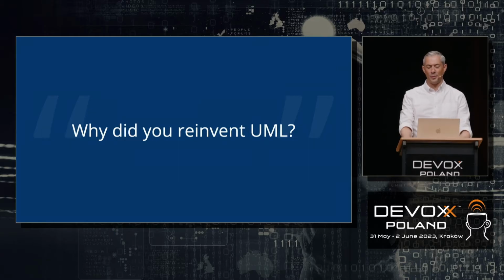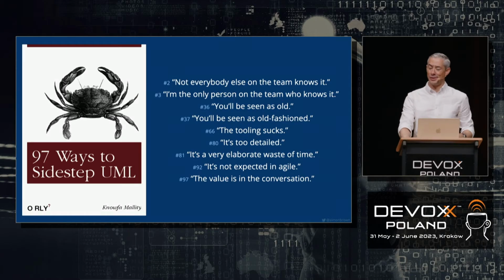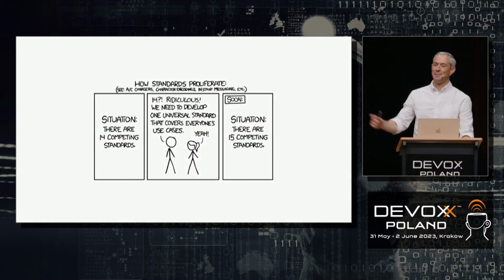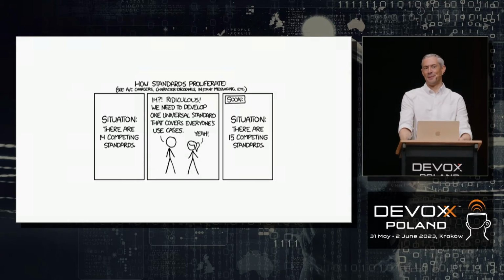People ask me, why have I reinvented UML? That's an awkward question. I don't think I have reinvented UML. I mean, people don't want to use UML for all the reasons I already showed you. And some people say, well, you've just created another thing. And you might have seen this cartoon kicking around the internet. There are 14 competing standards. We need another one. And people think that's what I've done with C4, and I hope it isn't.